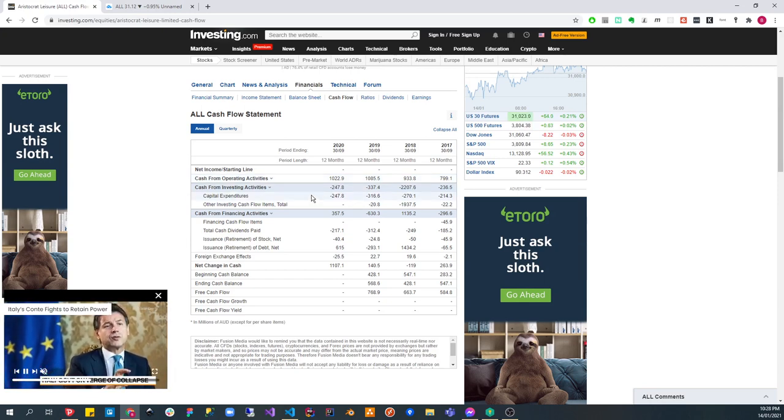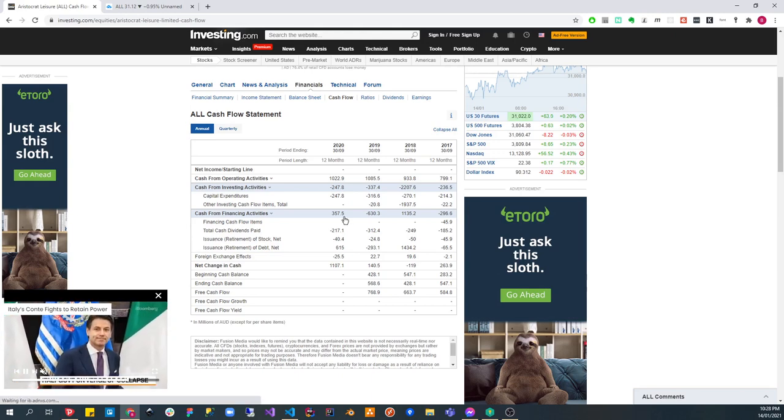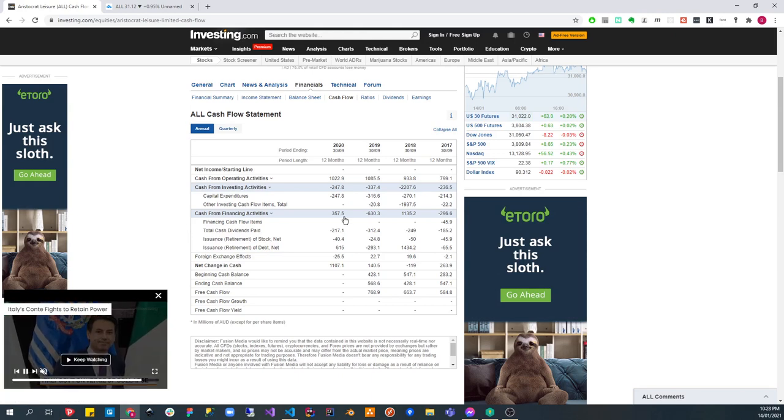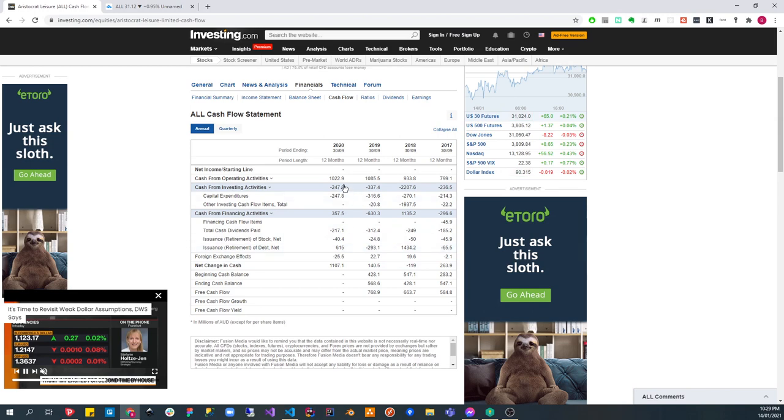Investment, so they're investing in something. And financing, so they are borrowing money now. I don't like it when companies borrow money, because you've got to pay back the debt and also the interest on the debt. You'd possibly want to look into why this particular company borrowed $600 million. Okay, but the net change in cash is almost $1 billion. But you can see here that $1 billion is from operating activities.